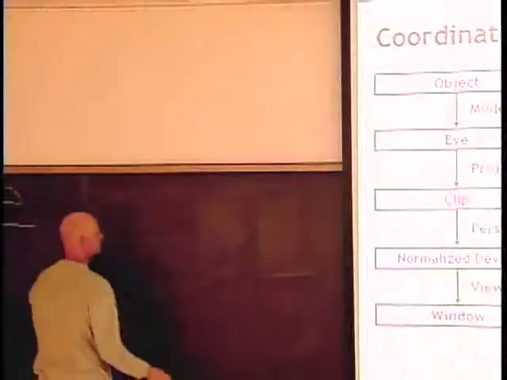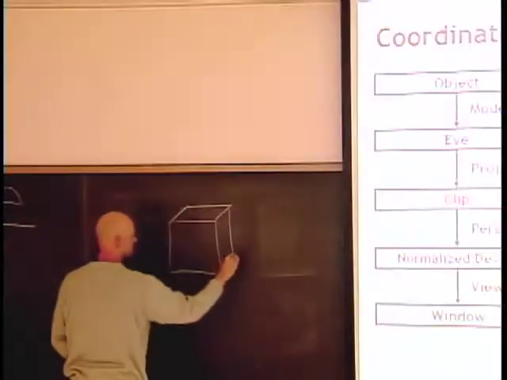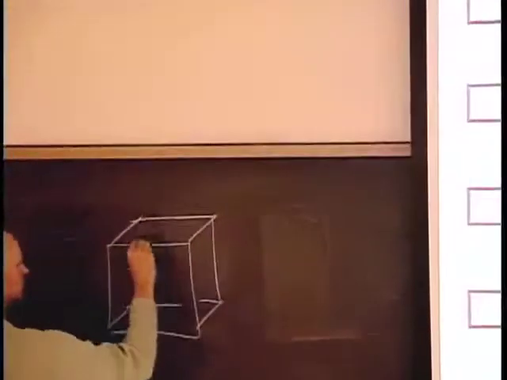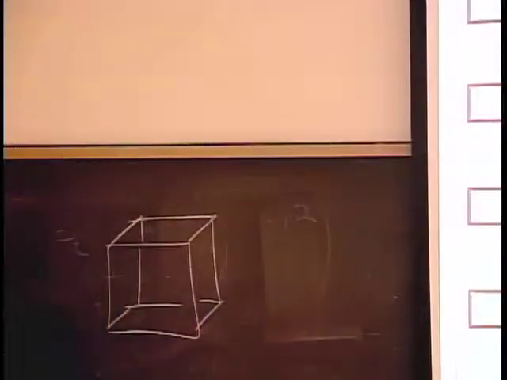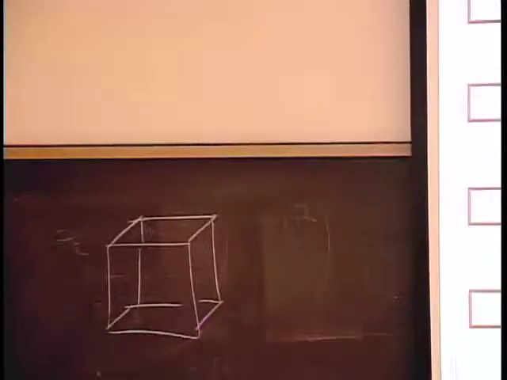Okay, so eventually, we're going to have some sort of space that looks like this. It's going to be a nice box. Okay? And this is going to be the front plane. That's going to be the back plane. We're going to have left, right, up, down planes.